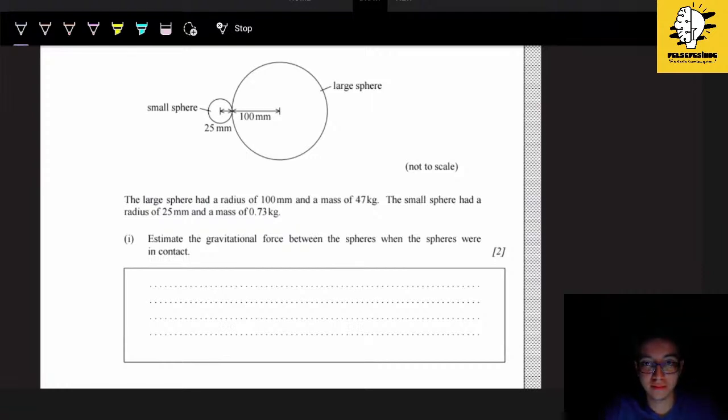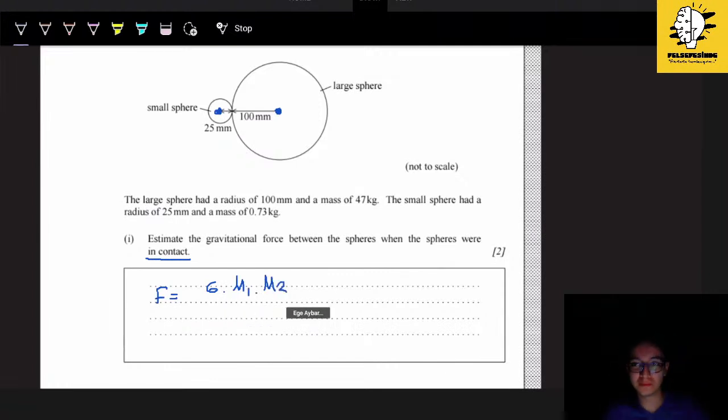Okay, so estimate the gravitational force between the spheres when the spheres were in contact. It already gave us these. You know that these are the centers of mass, as Burak mentioned, and it is very important to remember. This may be the reason why you make mistakes in paper 1 questions, because they always trick. If it were the surface, there would be no gravity on the Earth, since we are touching its surface already.